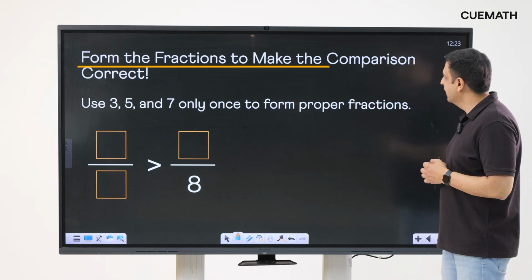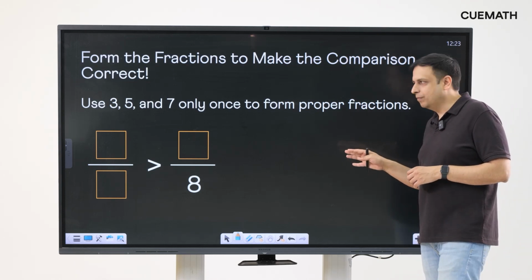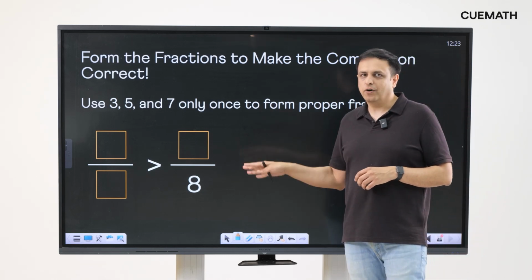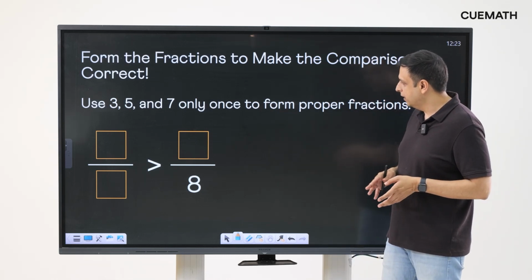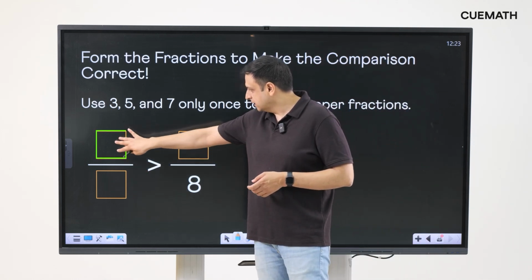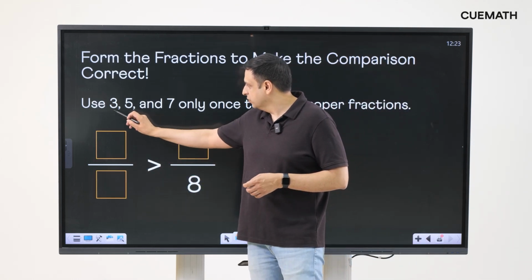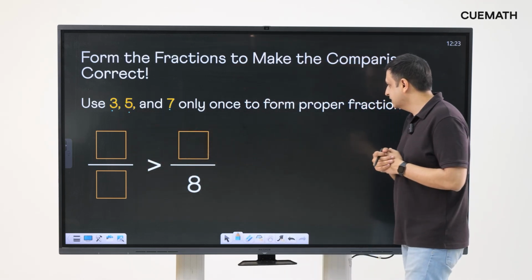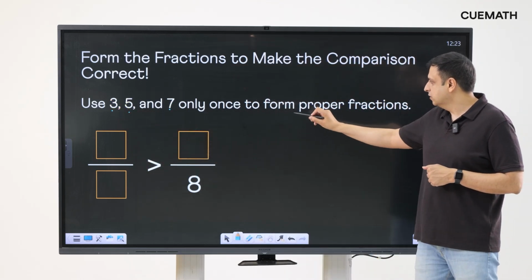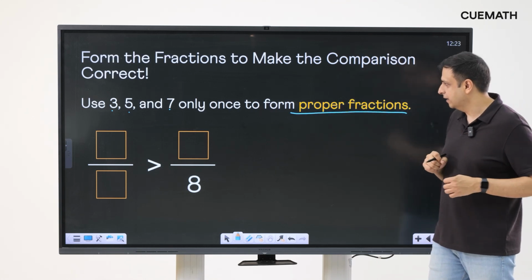Form the fractions to make the comparison correct. So this one is a really interesting problem. If you want, you can actually pause the video here and first try it out on your own. So what we have to do here is we are given this comparison, something over something is greater than something over 8, and we have to use the numbers 3, 5 and 7 in these boxes to make this statement correct, and we also need to form only proper fractions. So that's the constraint here.